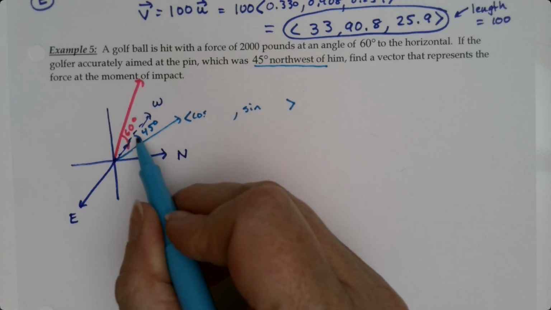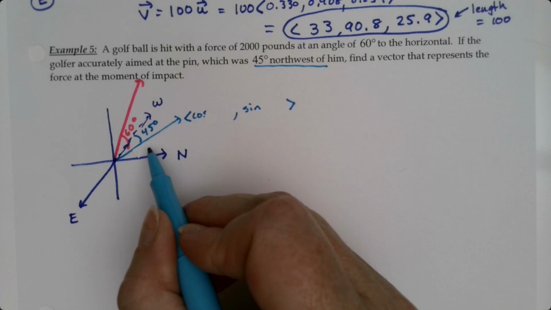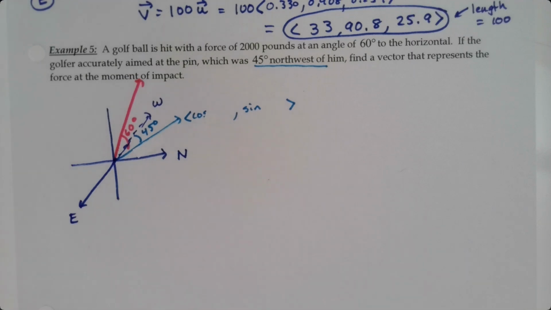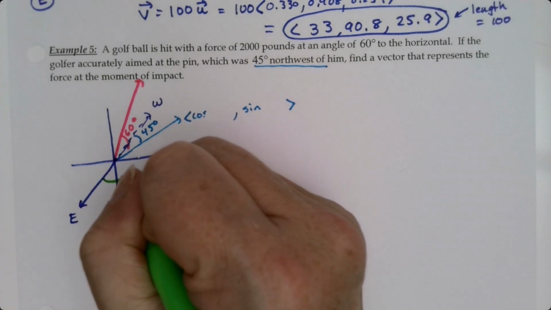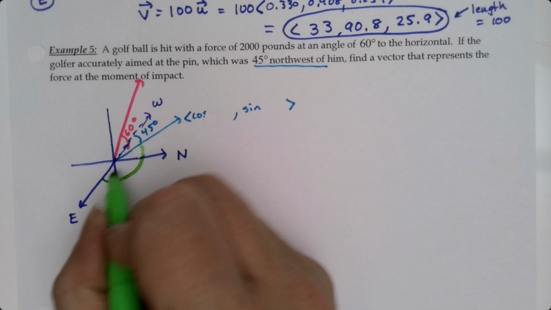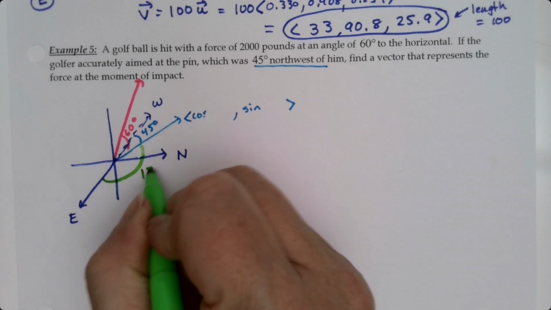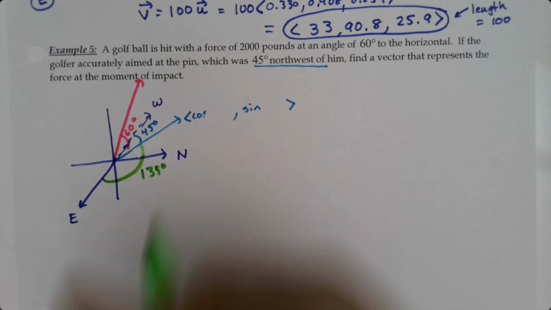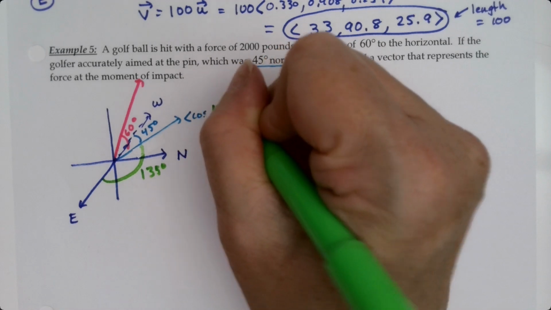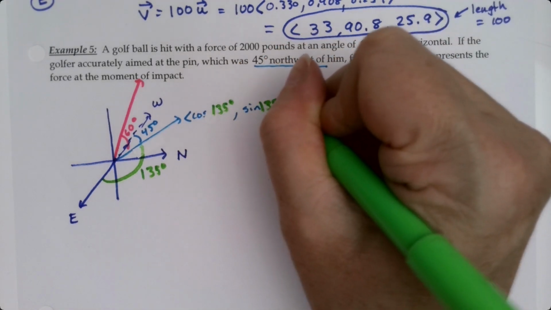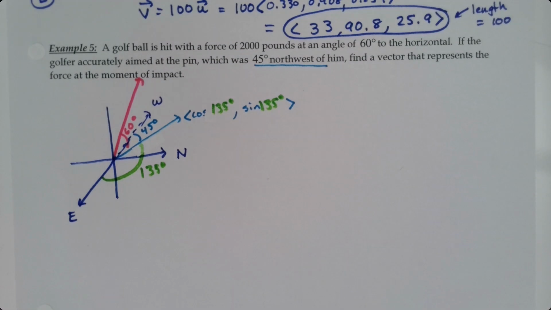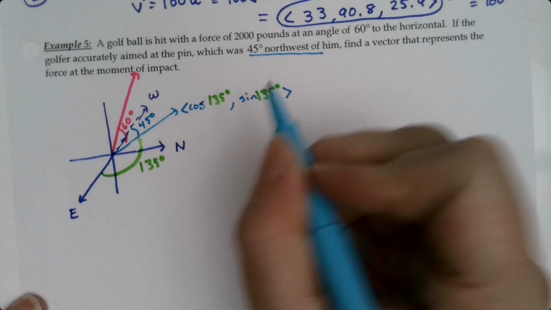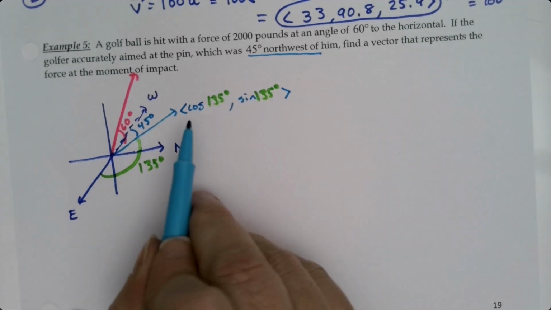That's 45 right here or 45 right here, but that's not how we measure angles. We always measure angles from the horizontal, positive x-axis, which in this case is the east. So that would be 135 degrees. And so that's the number we put here, because we're working in quadrant 2. So it's the cosine of 135, sine of 135. That's going to get us our direction.